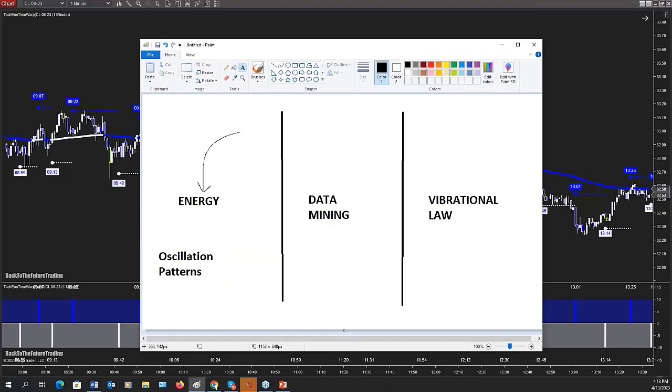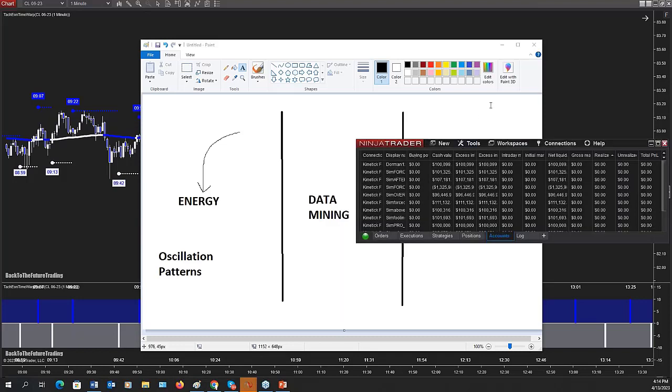How many people here trade oil futures? Anybody here trade oil futures? Crude, CL06-23. Okay, quite a lot of you. All right.